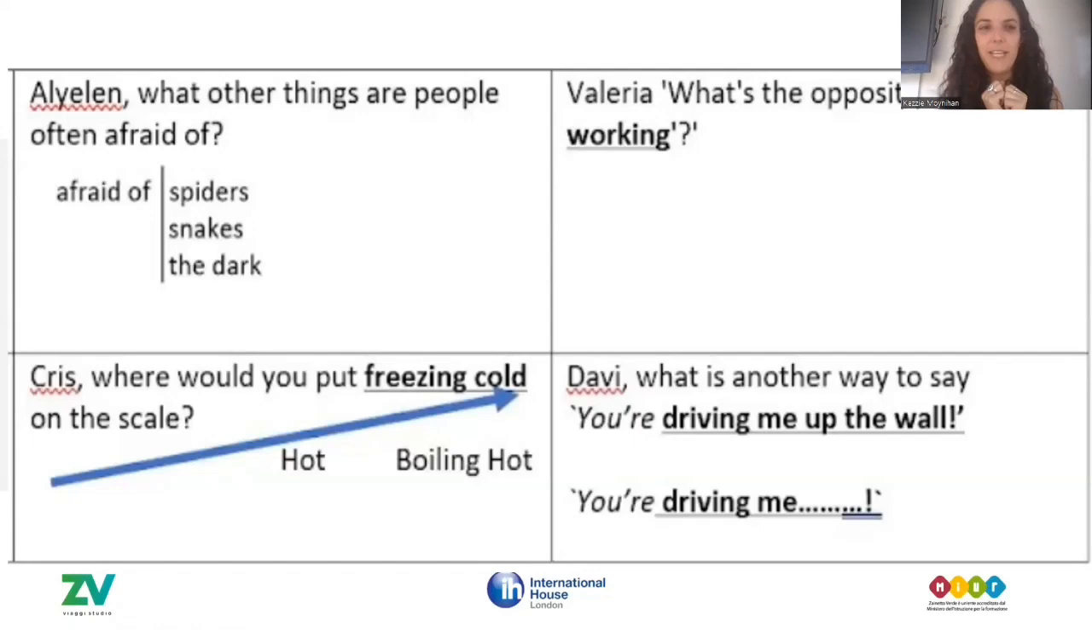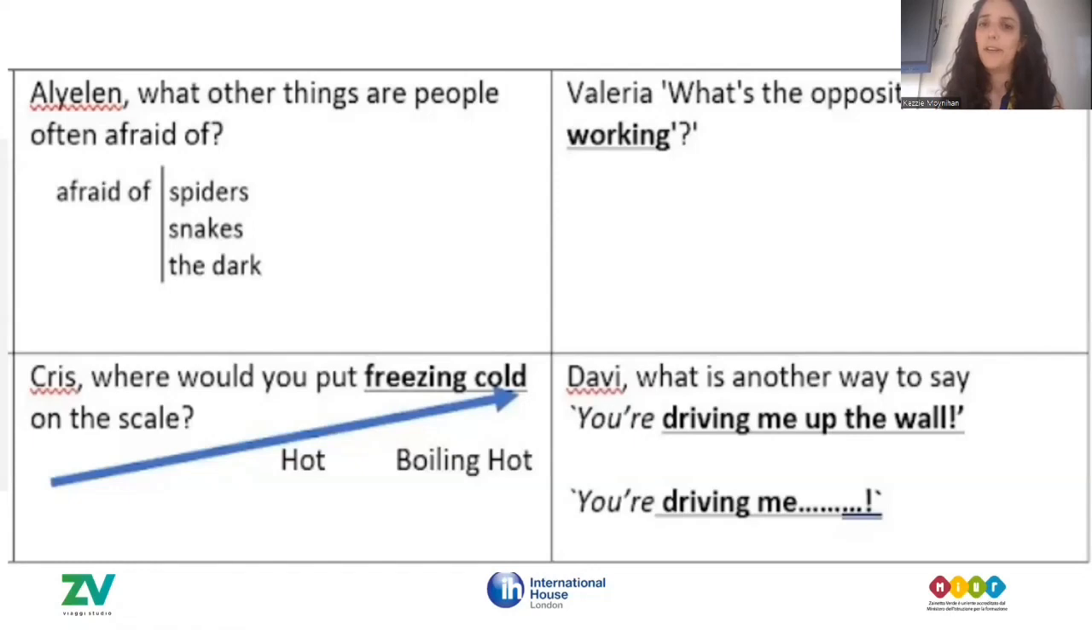Are you afraid of any of these things? You could also ask students, what's another way to say afraid of? I'm scared of spiders. Someone who's scared of spiders is arachnophobic. Extend and extend and extend.